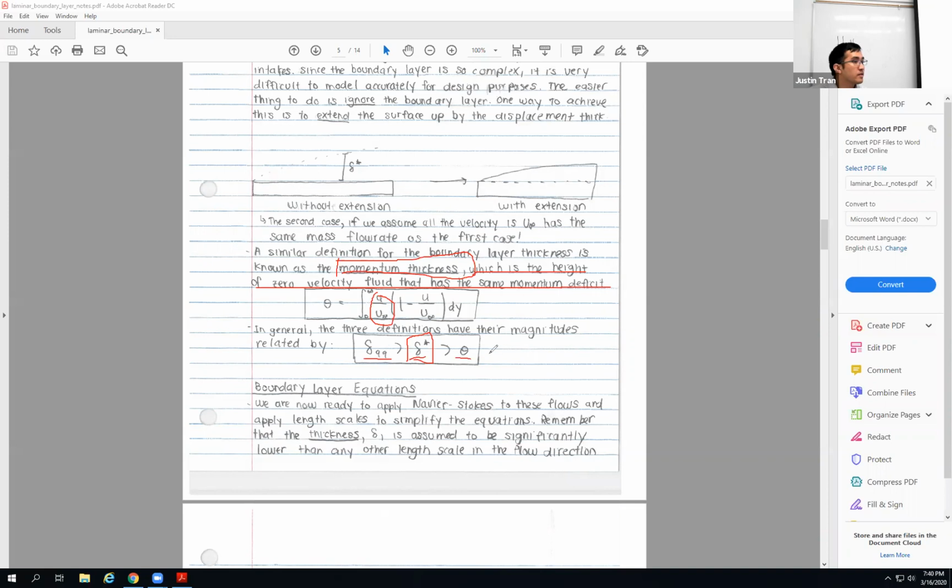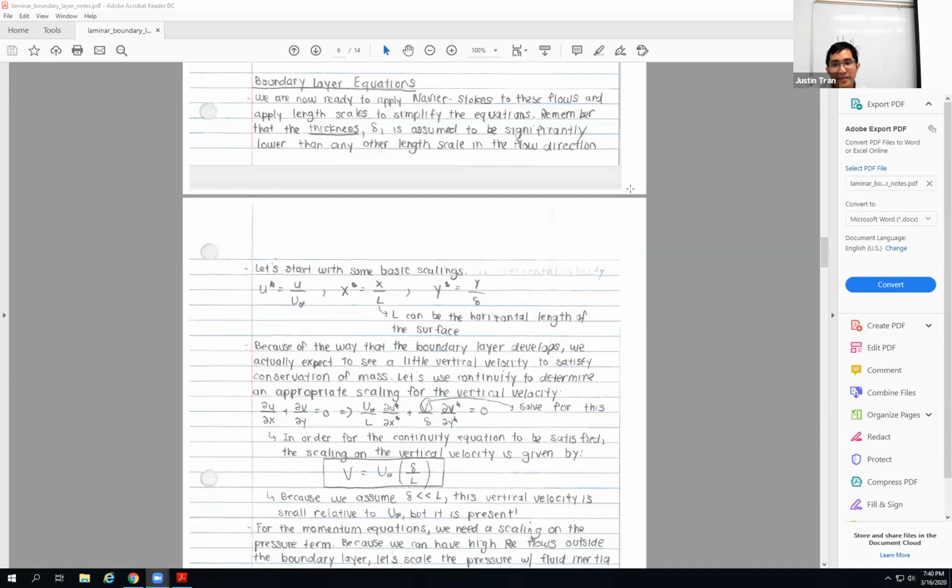Okay, so those are the definitions. That was nice and not that mathy. So now we're ready to jump into the math, right? We're going to be doing our favorite activity in this class: some scaling. We're going to take our Navier-Stokes equations and apply some length scales.